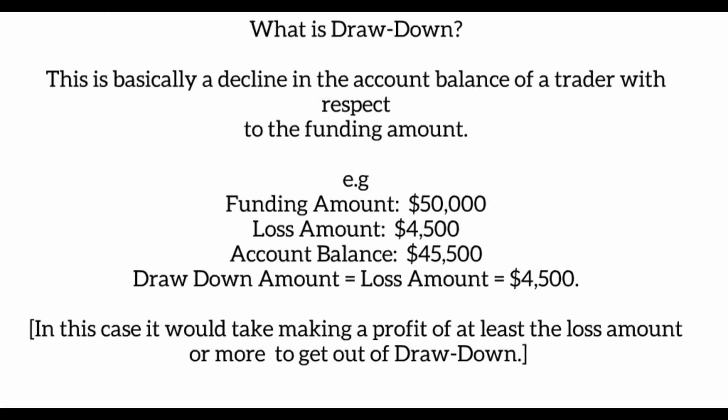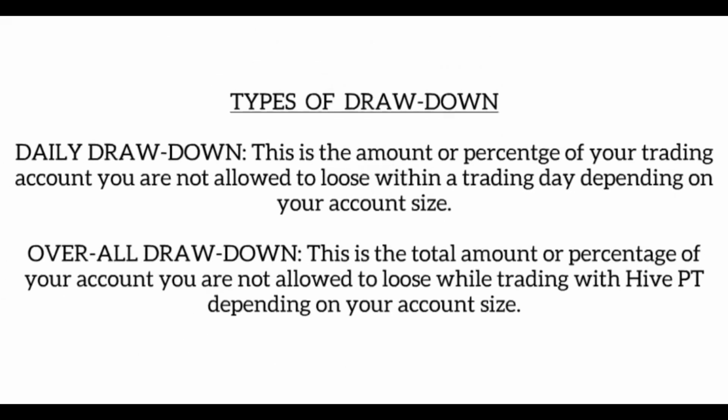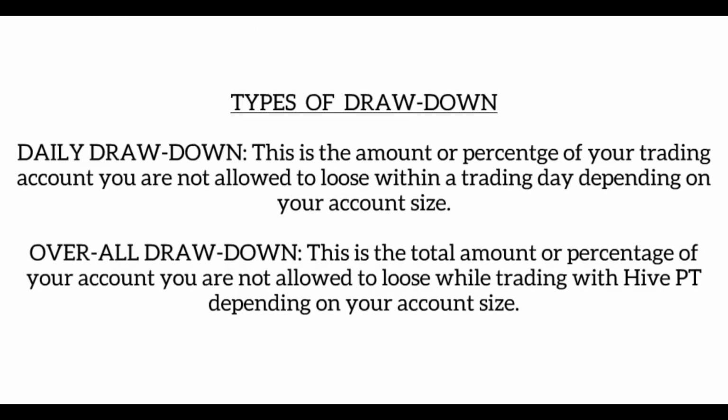It can happen as well in a situation where you are already in profit, you lose your profit, and then you lose again. Now let's talk about the types of drawdown. We have two types: the daily drawdown and the overall drawdown. Daily drawdown is basically the amount or percentage of your trading capital you are not allowed to lose within a trading day, depending on your account size.